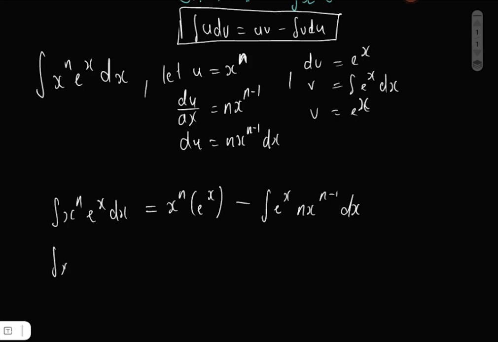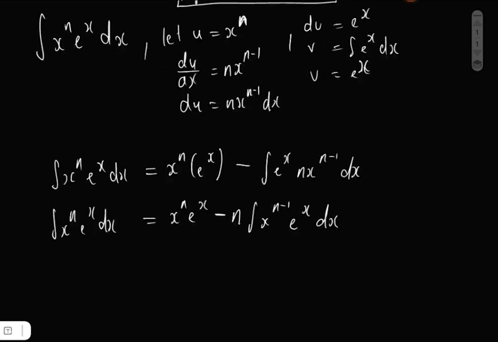The integral of x to the n e to the x with respect to x will therefore be equal to x to the n e to the x minus, we can pull out the constant. This n is just a number, so it's a constant. So minus n comes out. We now have x to the n minus 1 e to the x, and this is with respect to x.